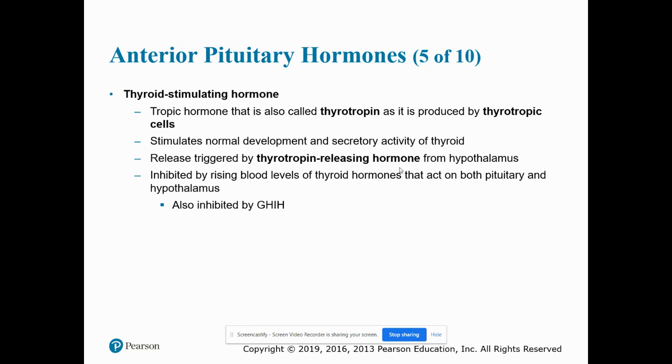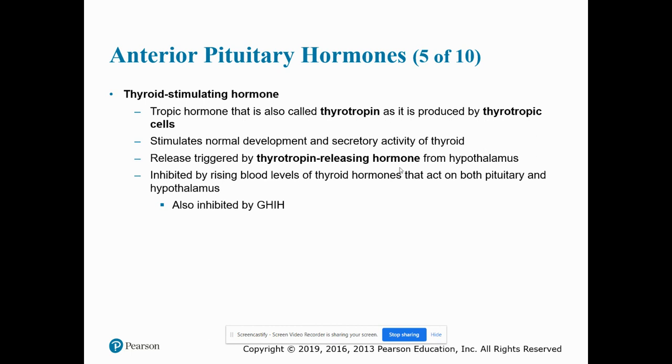That makes sense. It's called thyroid stimulating hormone, so it probably stimulates the thyroid, and that's exactly what it does. It will stimulate the thyroid to secrete thyroid hormone. Okay, the release is triggered by thyrotropin releasing hormone from the hypothalamus. So again, it's being controlled by the hypothalamus. Hypothalamus releases a hormone, which causes the anterior pituitary to release a hormone, which is going to cause the thyroid gland to release thyroid hormone.